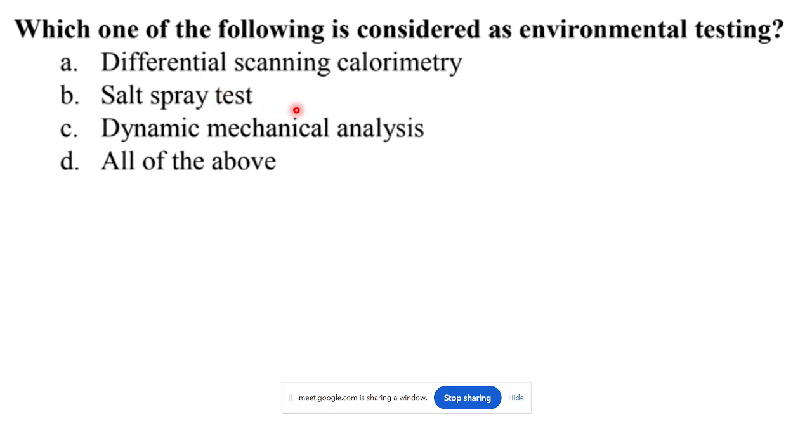Now salt spray test, actually this is important for the coating type of material, because those ships and submarines are usually used under the sea water, or inside the sea water level. In that case you need to do this test, so that the coating will protect your metal body from the corrosion.